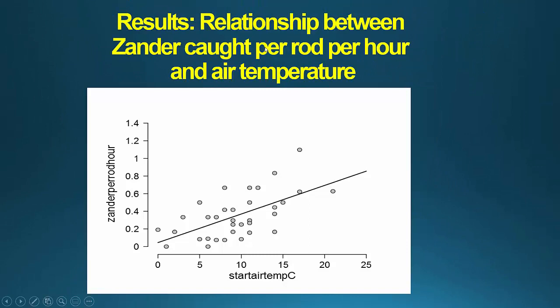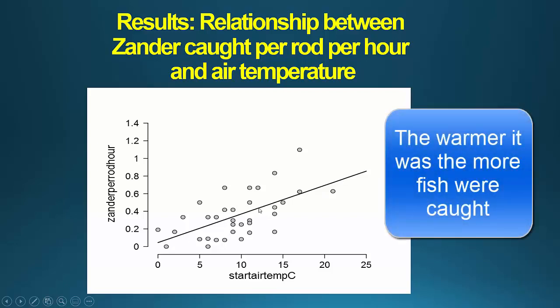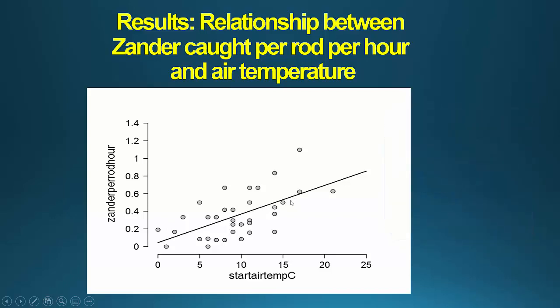This is a simple scatter plot with a line of best fit for the relationship between the number of Zander caught per rod per hour and the air temperature. And I could have done it with the ending air temperature, this is the start, or with the bites and both the temperatures, and the relationship would have looked pretty similar. It's a moderate positive correlation as we saw, and the points follow a fairly regular linear relationship. This is the line of best fit.